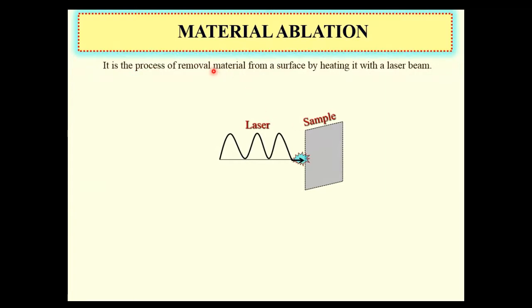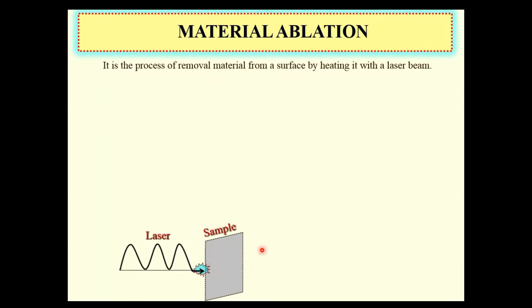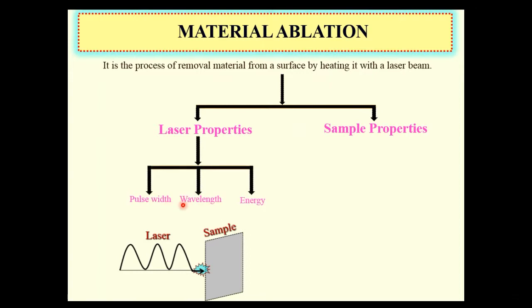Material ablation. Material ablation is a process of removal of material from a surface by heating it with a laser beam. This material removal depends on two properties. One is known as laser property, second one is known as sample property. Laser property may be pulse width, wavelength of the laser, energy of the laser, and sample property may be optical properties or thermodynamic properties. So what happens here, when a laser light interacts with this target sample, as a result, plasma is produced on the surface of this sample, and this is the result of material ablation.